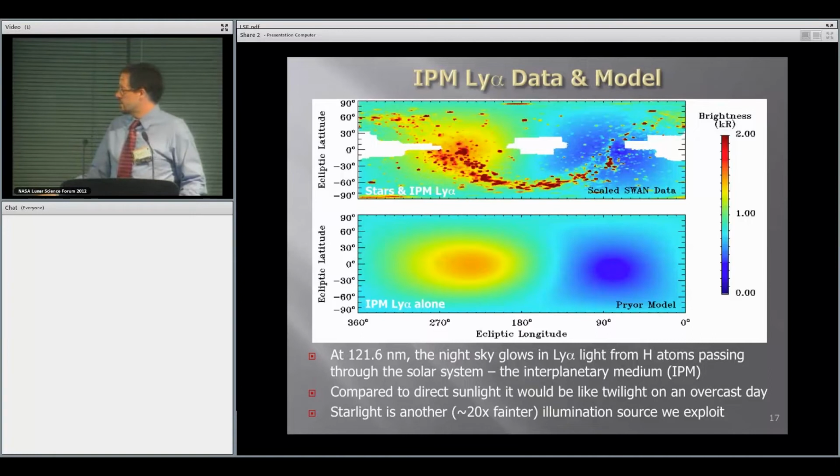And starlight is another illumination source. It's much dimmer than all this integrated signal from Lyman alpha, but yet it gives us longer wavelength information. And recall here that more UV bright stars are located in the southern hemisphere here. I'll come to that in a second.